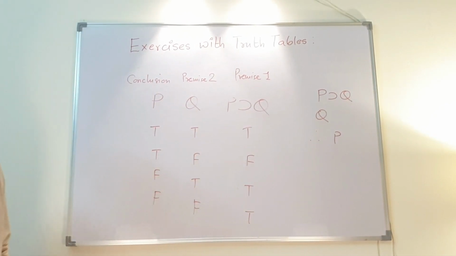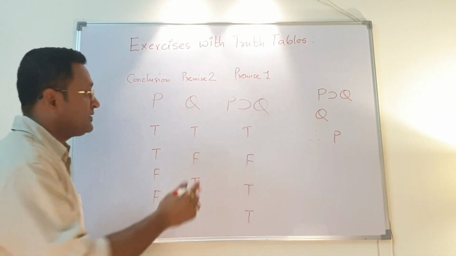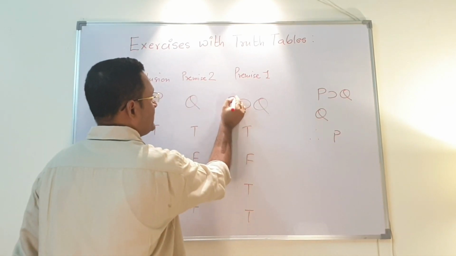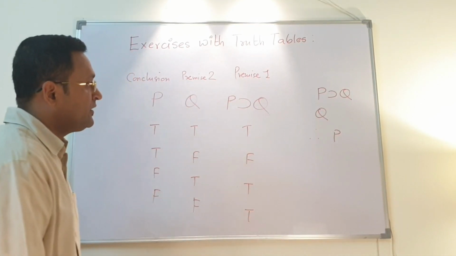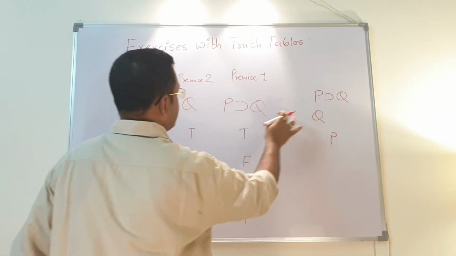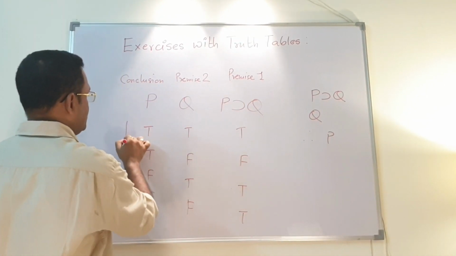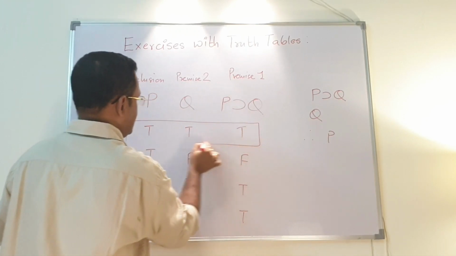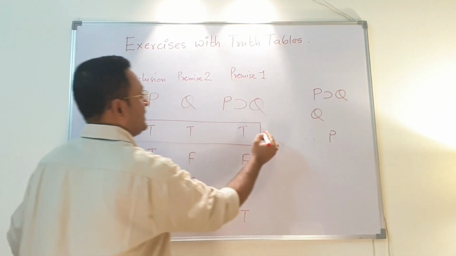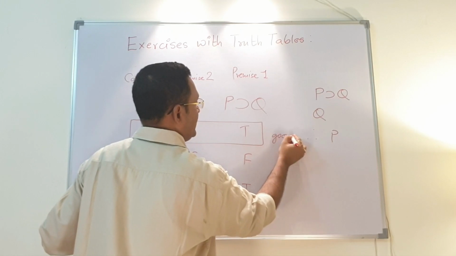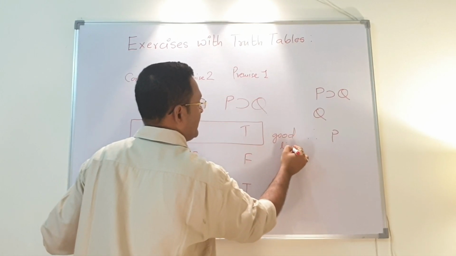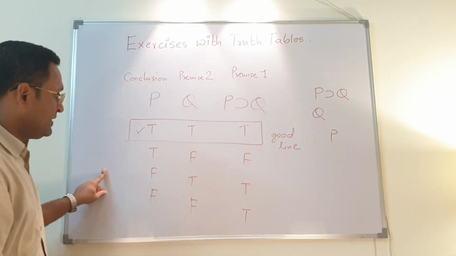Okay. Now, we have to check the validity or the invalidity of this argument. We have to check this line and this line, that means premise 1 and premise 2. Where both are true, this line is true. So this is fine. It is a good line. We call it a good line because it is not violating the principles of validity.